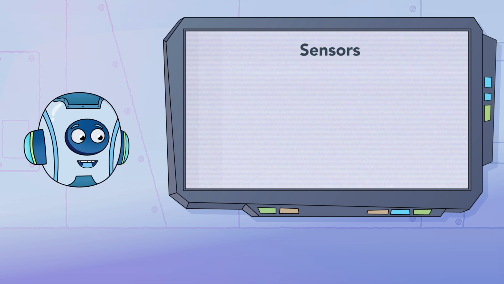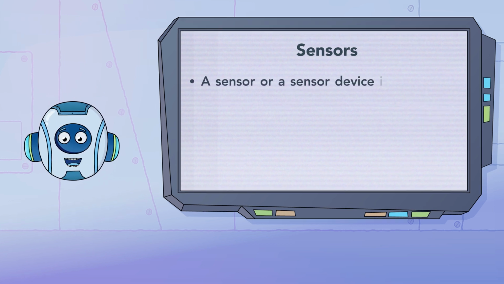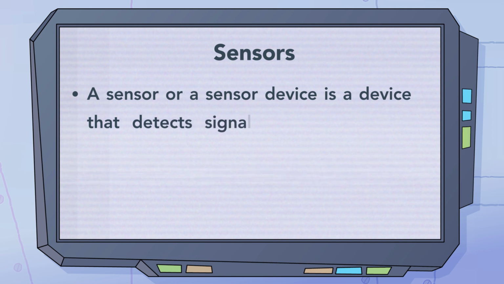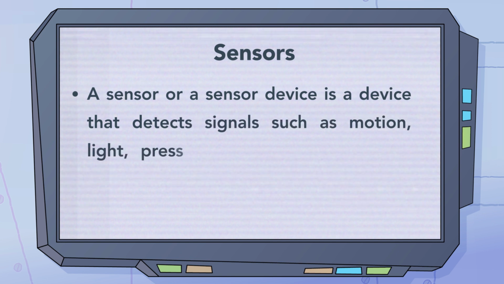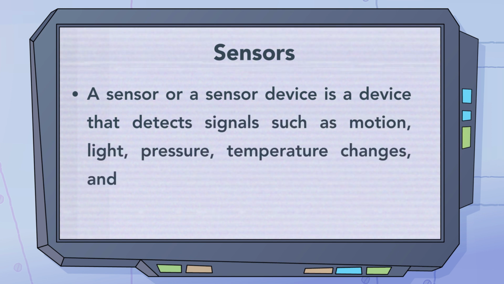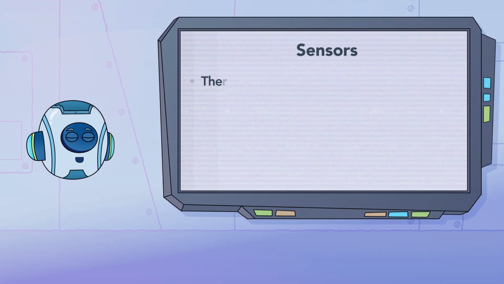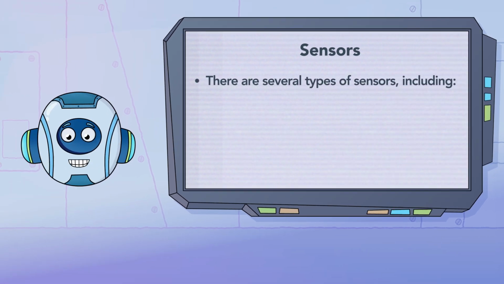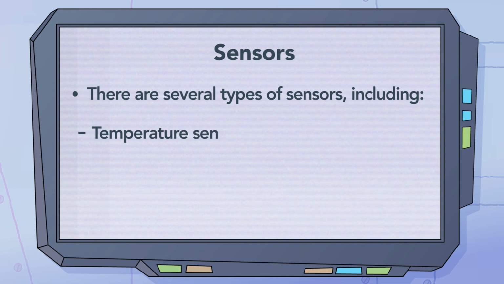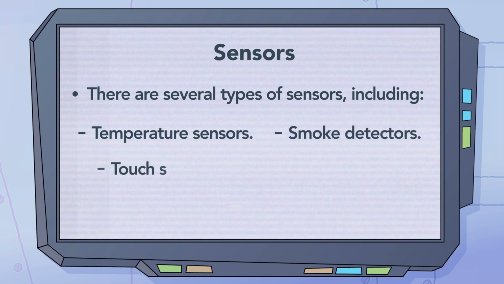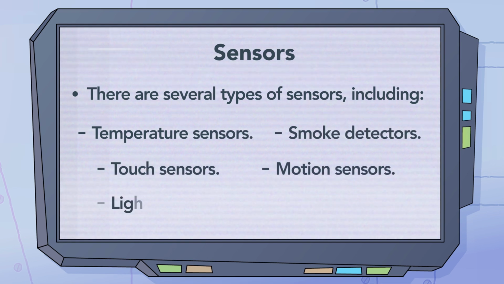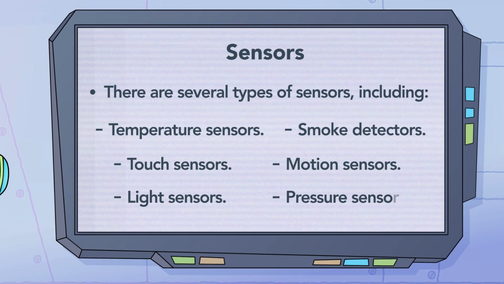Today we learned that a sensor or a sensor device is a device that detects signals such as motion, light, pressure, temperature changes, and more. There are several types of sensors, including temperature sensors, smoke detectors, touch sensors, motion sensors, light sensors, and pressure sensors.